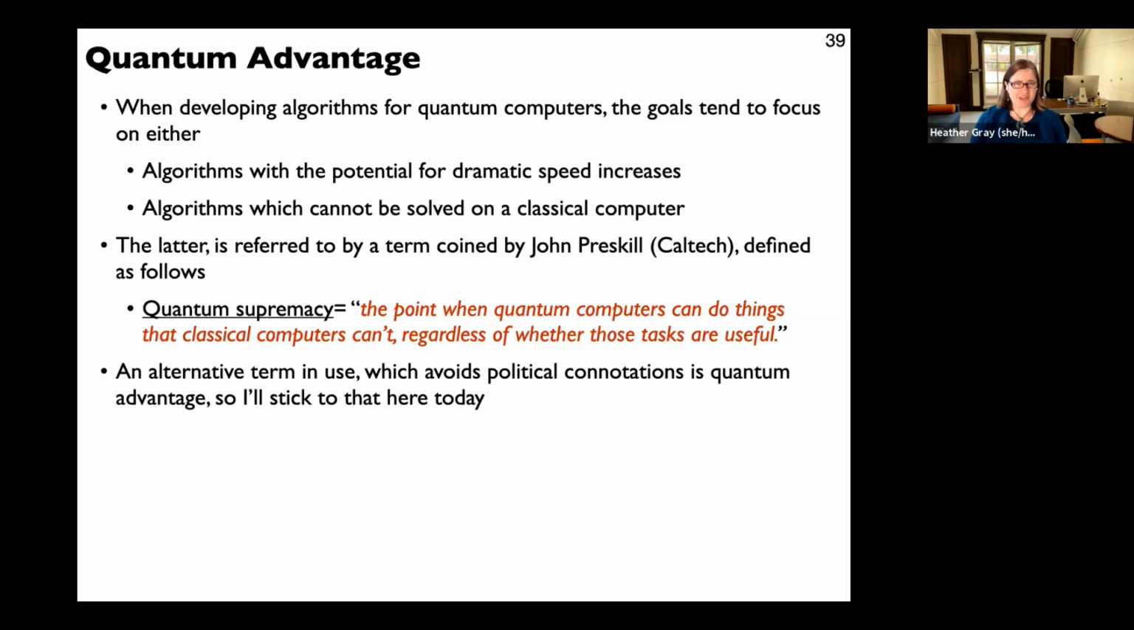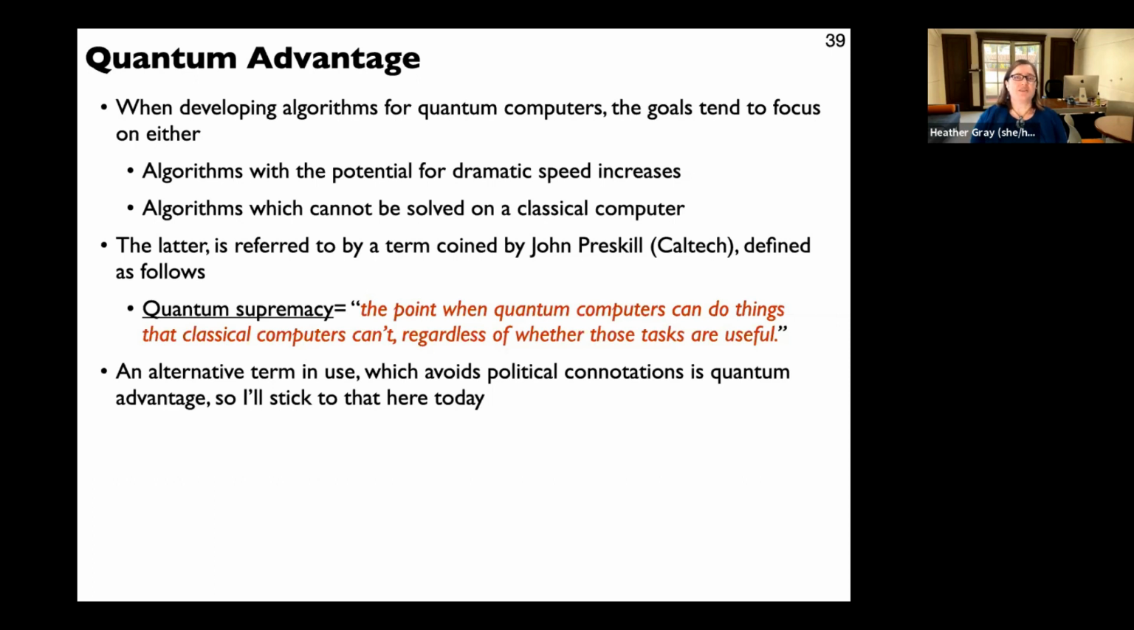So before we get to the name, look at the sentence and let's unpack it for a bit. The point is you want to demonstrate that it can do something that you can't do on a classical computer, but you don't actually care if that's useful or not. So sometimes people talk about this and say, once we've demonstrated it, this means that quantum computers are better.